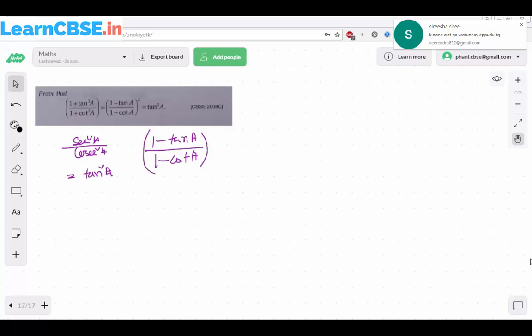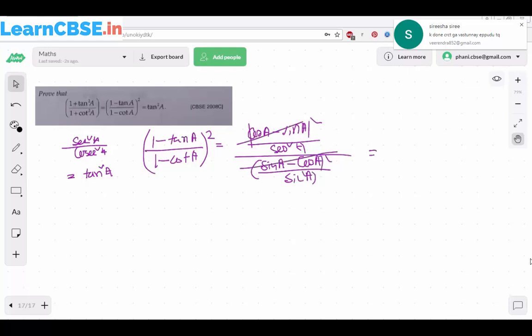So that gives you cos a minus sine a the whole square by cos square a, and in the same way, it gives you sine a minus cos a the whole square by sine square a. This and this get cancelled. You are getting tan square a as the answer. So in both the cases we proved it is equal to tan square a.